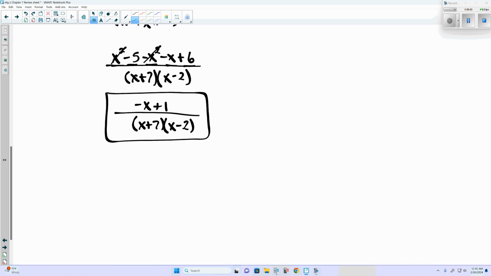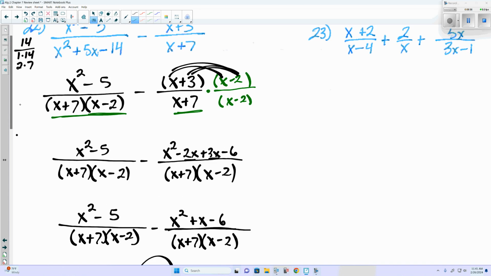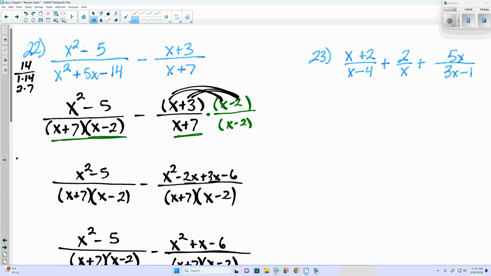Questions on this here so far? Pretty good with this here. And luckily on the test, we're not going to have one like 23 where we have three things being added or subtracted. It's mainly going to look like 22.